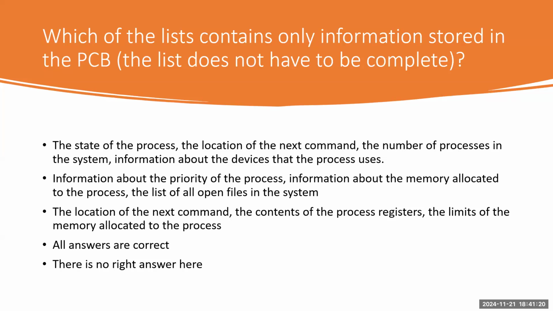Okay. Which of the lists contains only information stored in the PCB? This list does not have to be complete. So which one of these has only things that are actually in the PCB? The location of the next command, yeah. The contents of the processor registers, yeah. The limits of the memory allocated to the process, yes, so this one for sure. And the other ones? Well, no. Information about the priority of the process, that could be. Information about the memory allocated to the process. The list of all open files, for sure. So that one's notable.